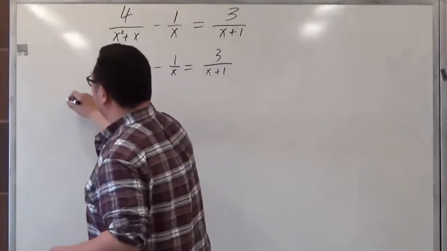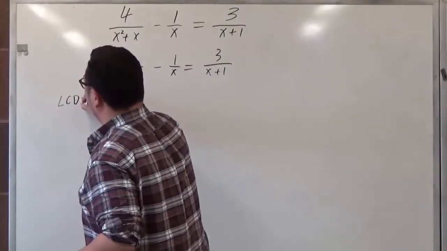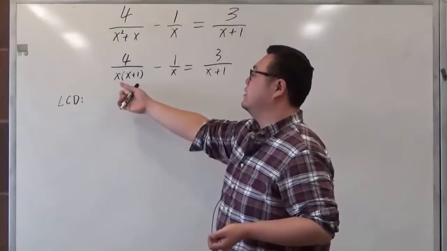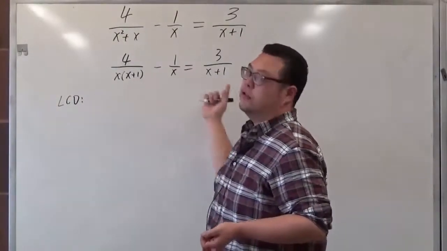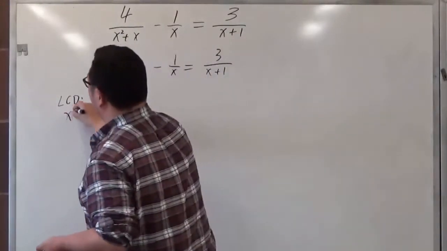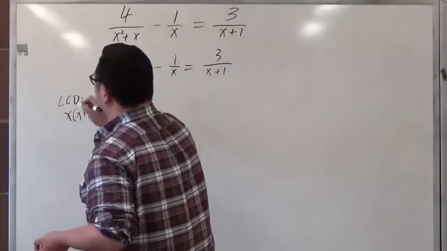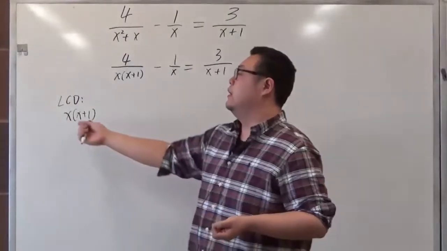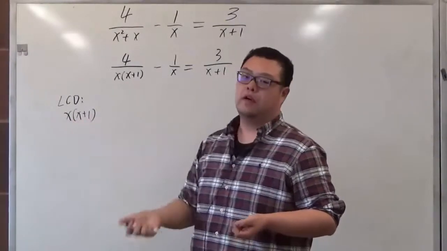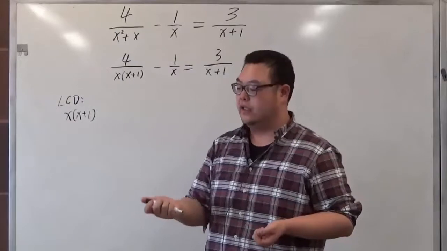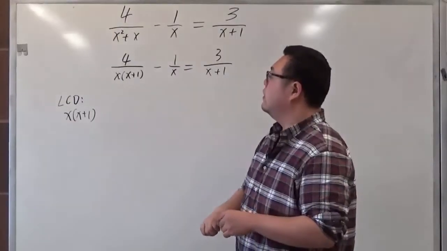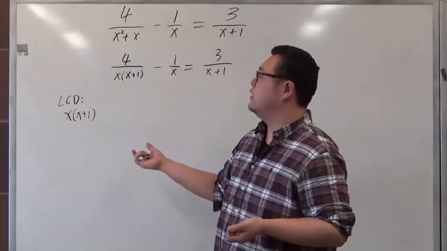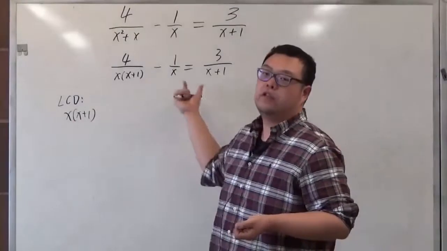So what we can do here is find the least common denominator. It will be everything we see in the denominators: x and also x plus 1. We take the highest power of each repeating factor, which is 1. So x and x plus 1 multiplied together will be our LCD. And what we can do is simply multiply the LCD into each term.